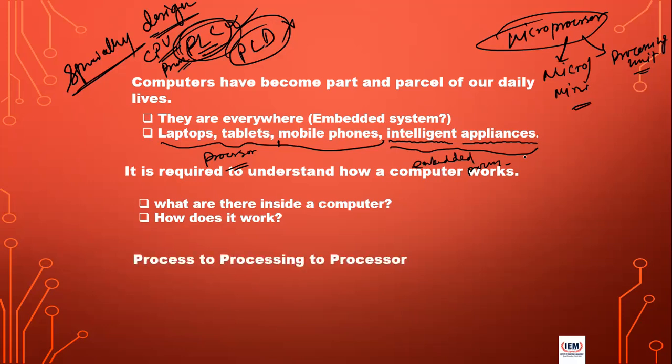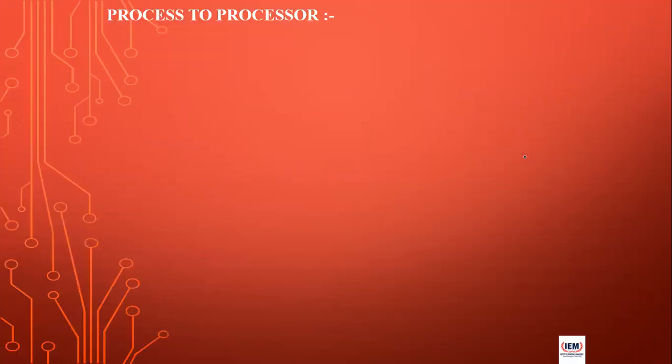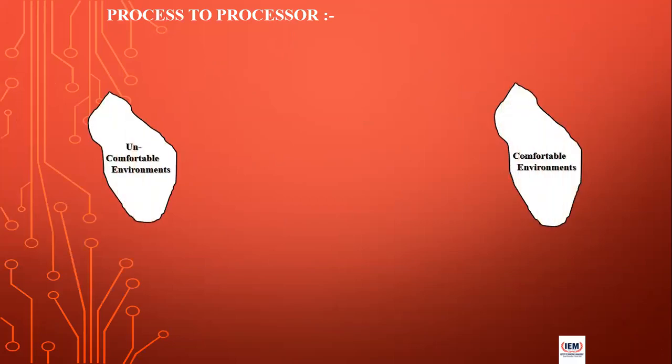Again, I discuss the known slide, which you can see previously also. The slide present with the process: starting from the process, we do some work, which is basically called processing, to processor. So I again take the same example. Two environments we have. One is the uncomfortable, another is the comfortable environment.